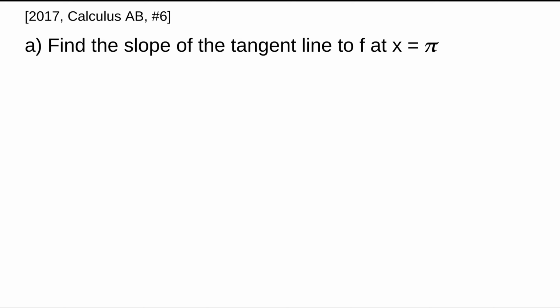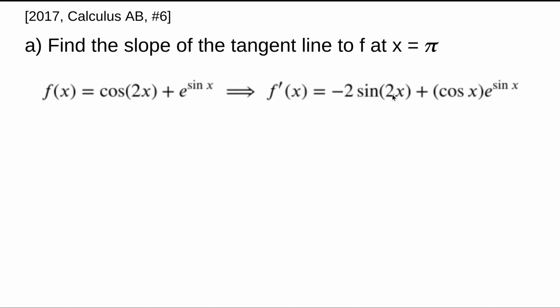In part A of this question, we are asked to find the slope of the tangent line to f at x equals pi. F is the function that is defined as a rule, so to find the slope of the tangent line of f at x equals pi would require us to find a derivative for f. F is the function cosine 2x plus e to the sine x. Applying differentiation rules, f prime of x is negative 2 times the sine of 2x plus cosine x e to the sine x.